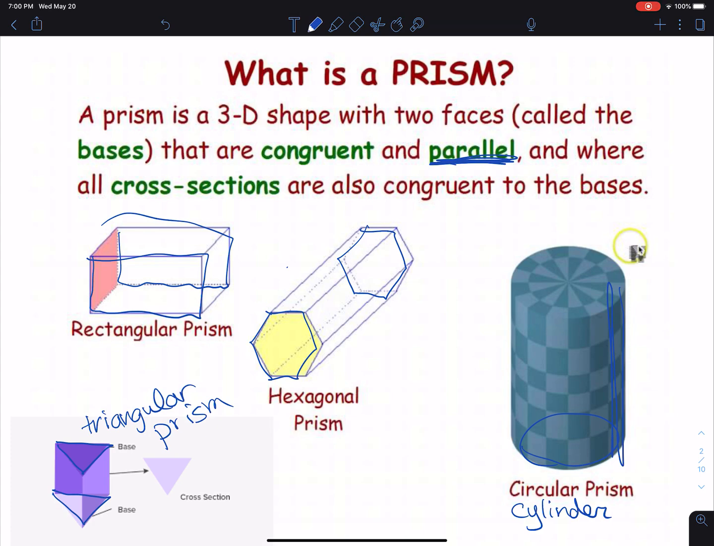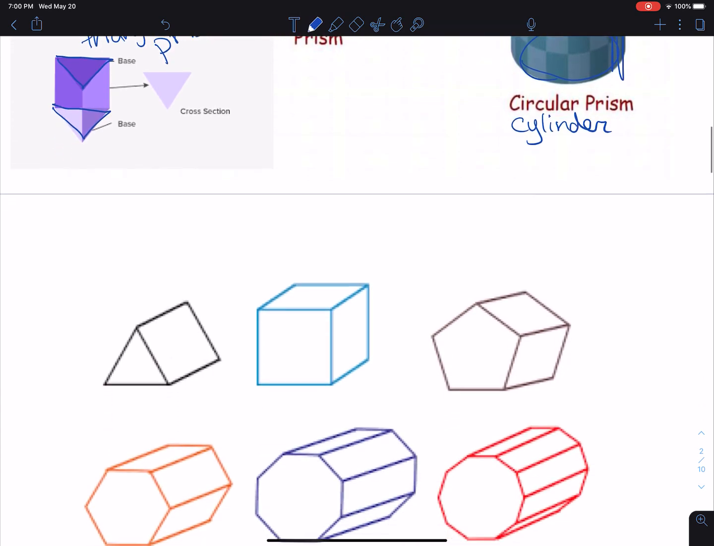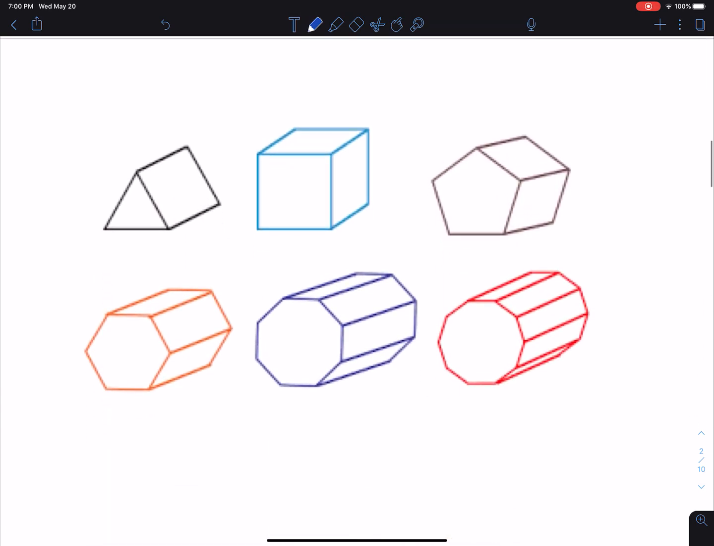And then they give you a nice visual of what the cross section would look like. It would look just like the base. So let's talk about naming them. You always name prisms by the bases. So you look at the bases, which have to be parallel.